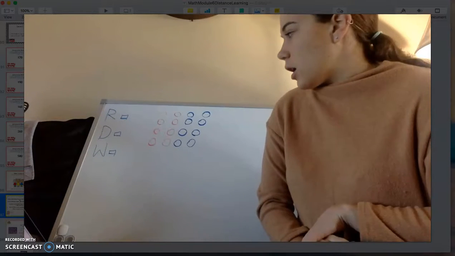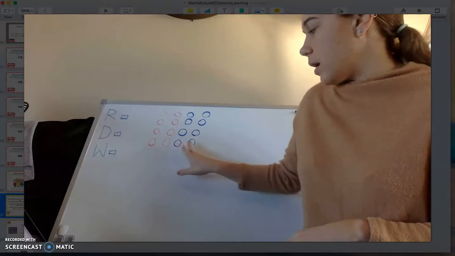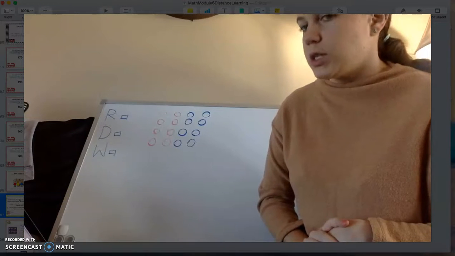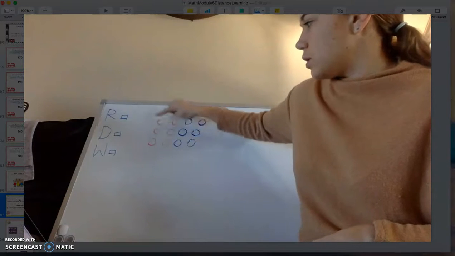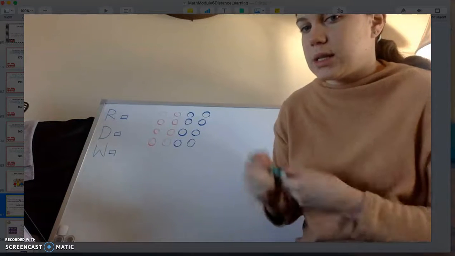Now let's look at her array. She has how many columns? 1, 2, 3, 4. And how many cards are in each column? 1, 2, 3, 4. Very nice. Let's write a repeated addition sentence for this.